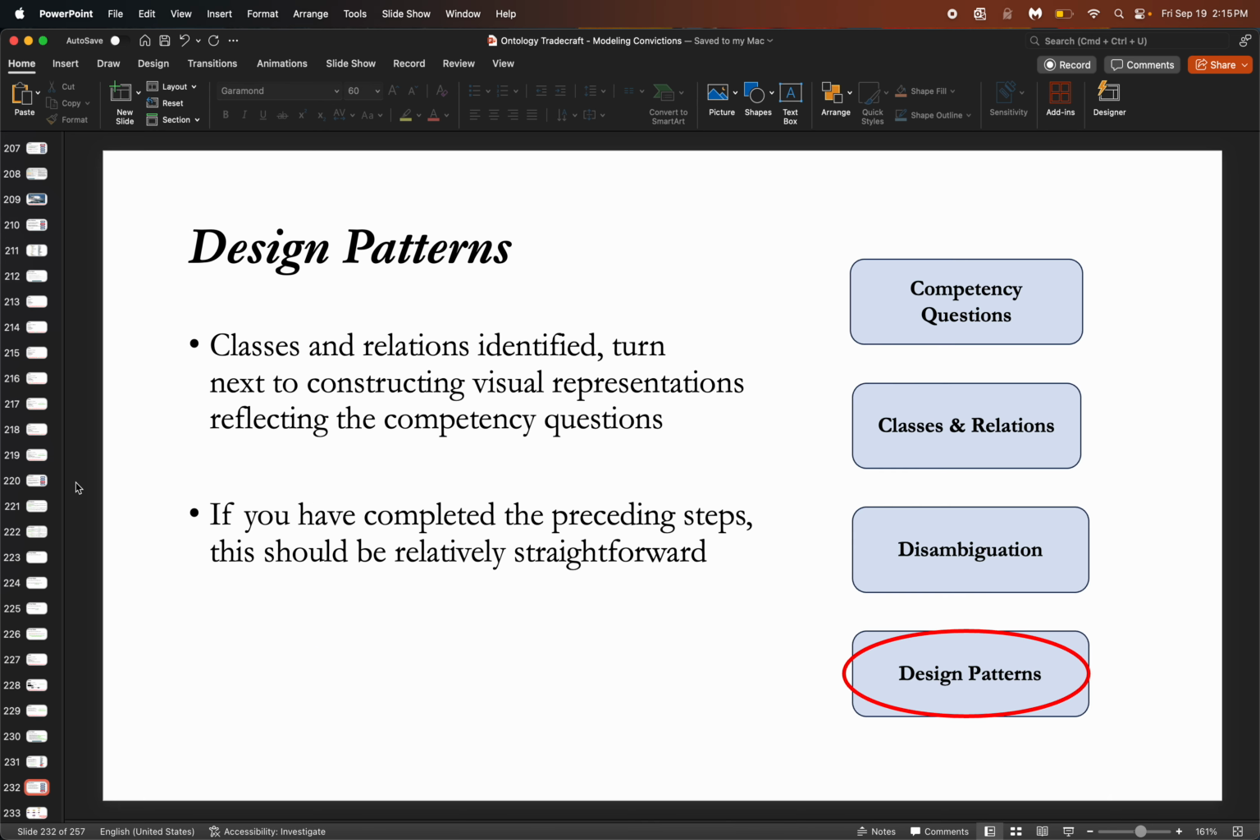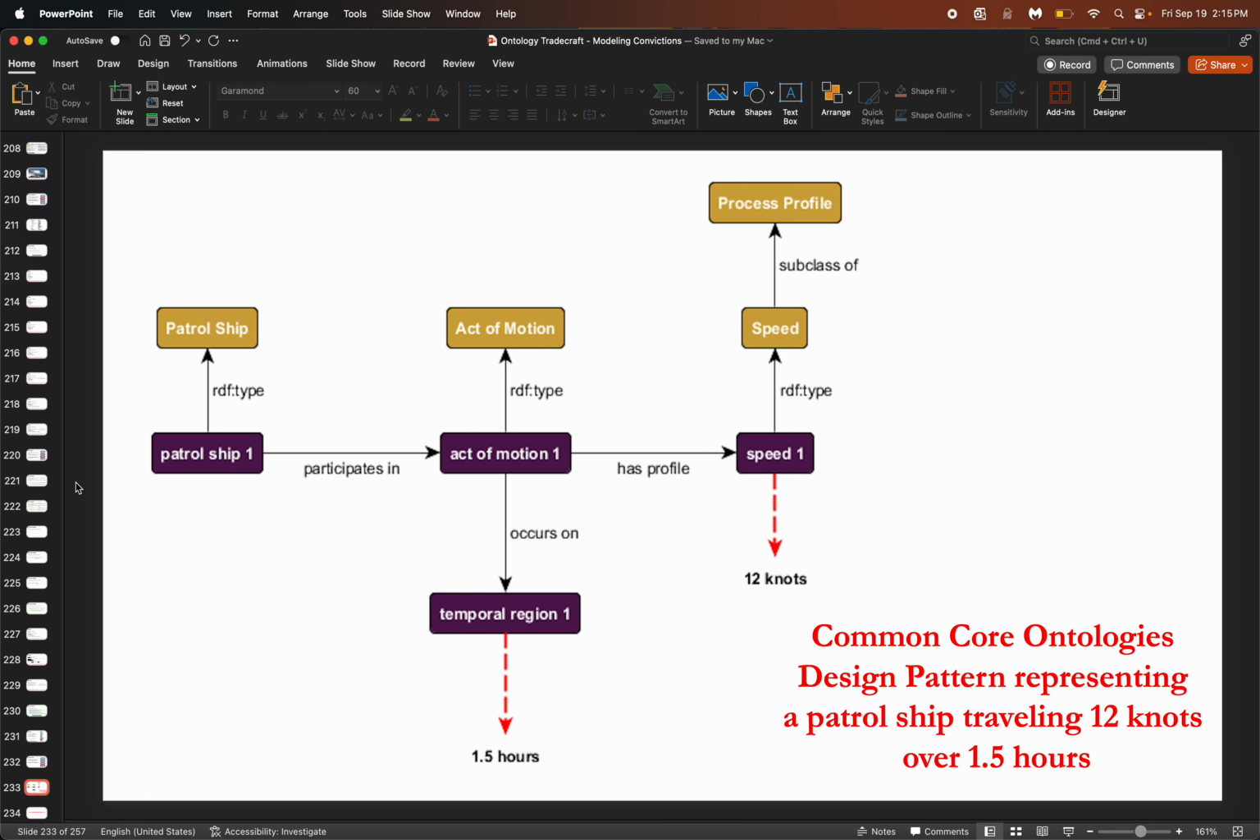Ultimately, once you do this, you can construct something of what we call a design pattern, a visual representation of the competency question. The Common Core Ontology's design pattern right here, born straight out of their documentation, represents a patrol boat traveling 12 knots over 1.5 hours. And you can see it's a patrol boat or ship that participates in an active motion occurring on a temporal region, and it has a speed.